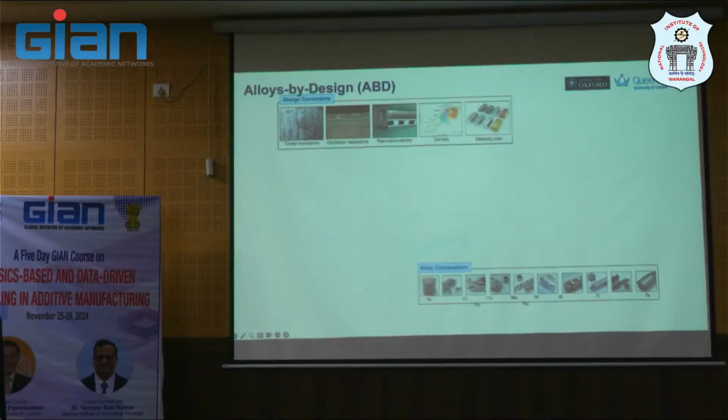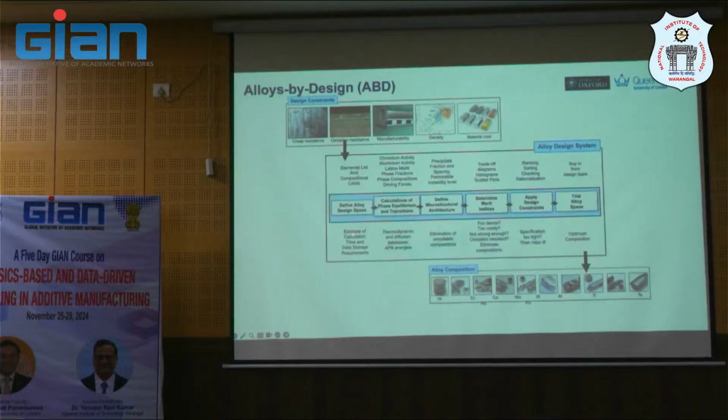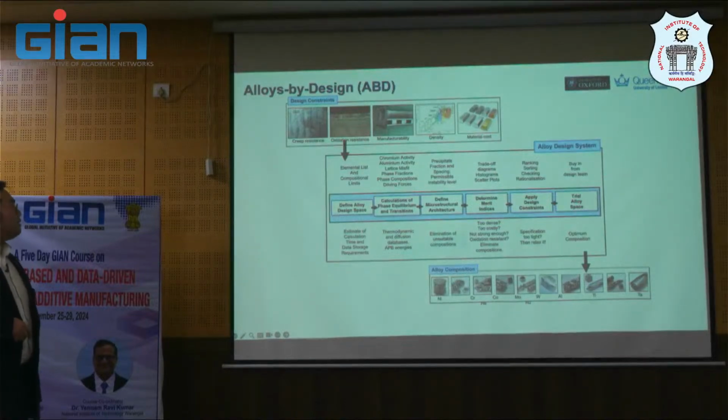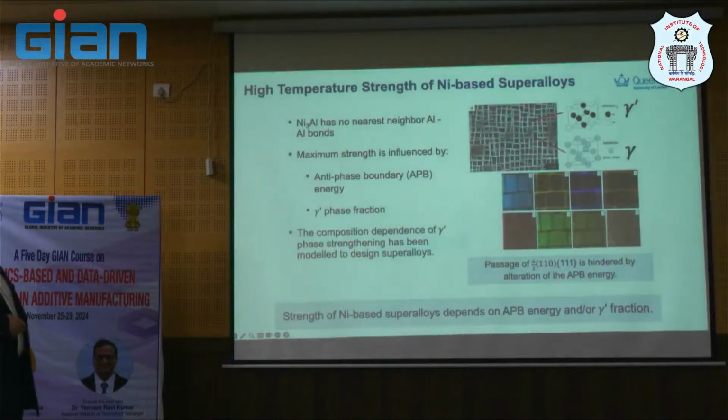Kind of inward design. In order to calculate this one, we need to design alloy space, calculation of phase equilibrium, calculation of microstructure architecture, that time we call, identify the merit indexes, apply design constraint, and try out some set of design, some set of composition in order to eliminate some trial and error. And that is something we said.